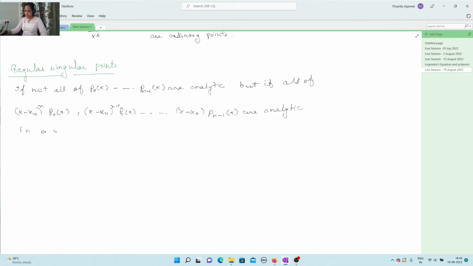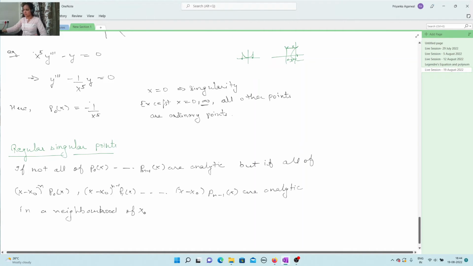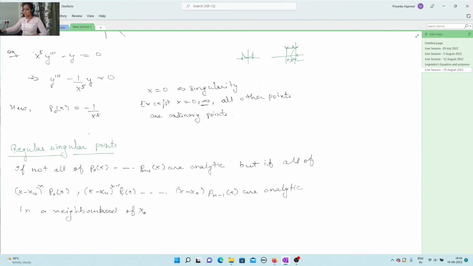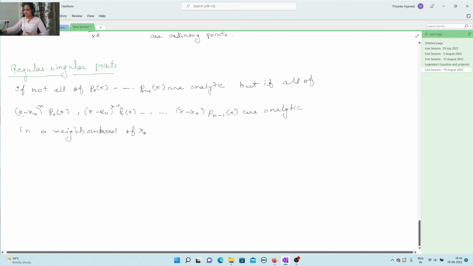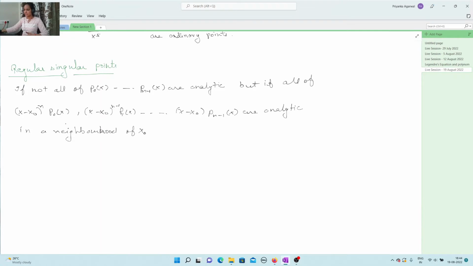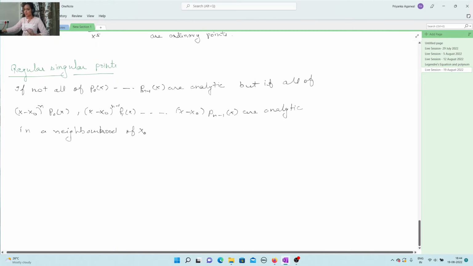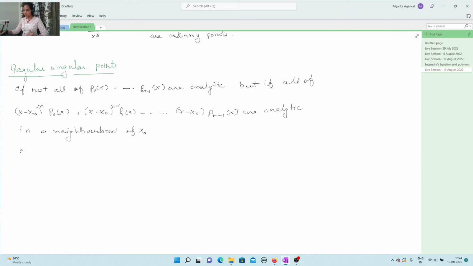in the neighborhood of x0. So in ordinary points, we were checking this function itself, whether this is analytic or not. If it is not, then it is not an ordinary point. But in this case, we will multiply with these coefficients and see if these modified coefficients are analytic or not. If they are analytic, then we will say that particular singular point is a regular singular point. So let's see an example.